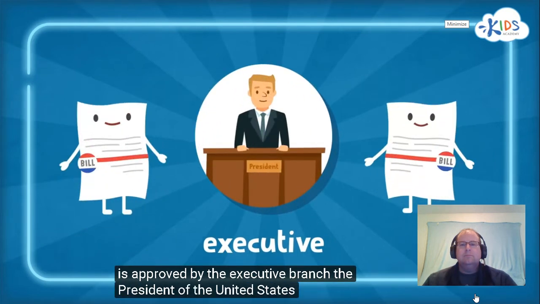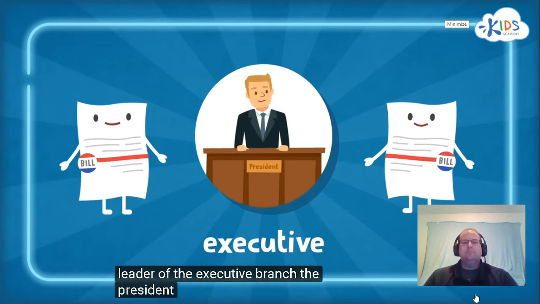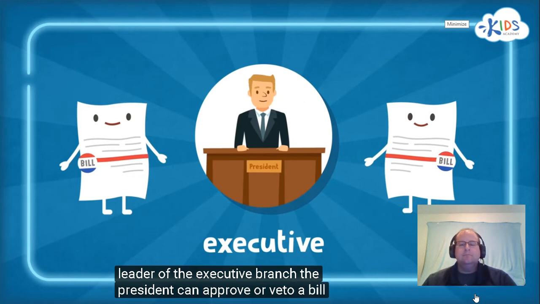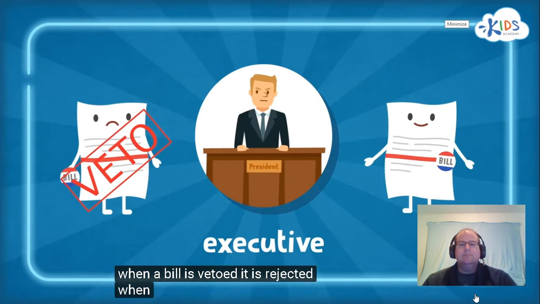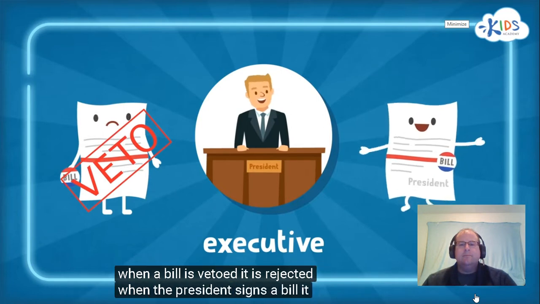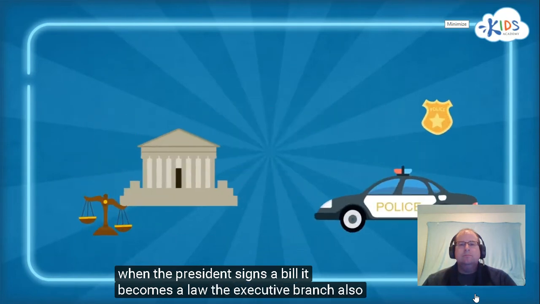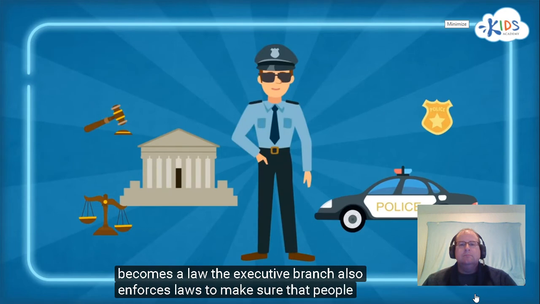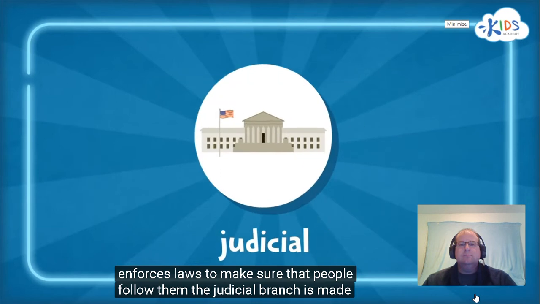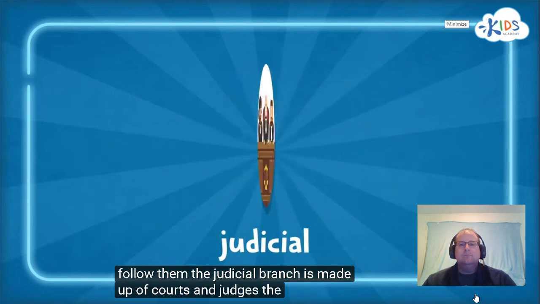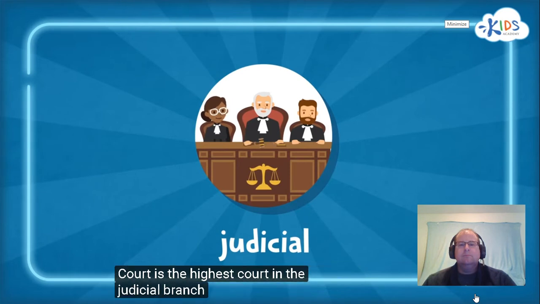The President of the United States is the leader of the executive branch. The President can approve or veto a bill. When a bill is vetoed, it is rejected. When the President signs a bill, it becomes a law. The executive branch also enforces laws to make sure that people follow them. The judicial branch is made up of courts and judges. The U.S. Supreme Court is the highest court in the judicial branch.